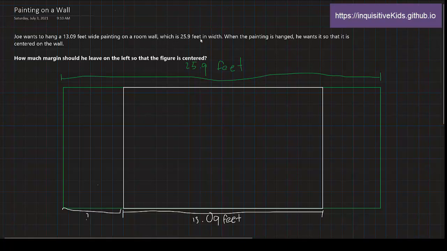Now I want to think about the word centered. What does it mean when it says centered? Centered means it's in the middle of the wall, so that on the left side there's this much space, and on the right side there's this much space, and those two amounts of space are equal to each other. So that means that this question mark is going to be the same as this question mark right here.